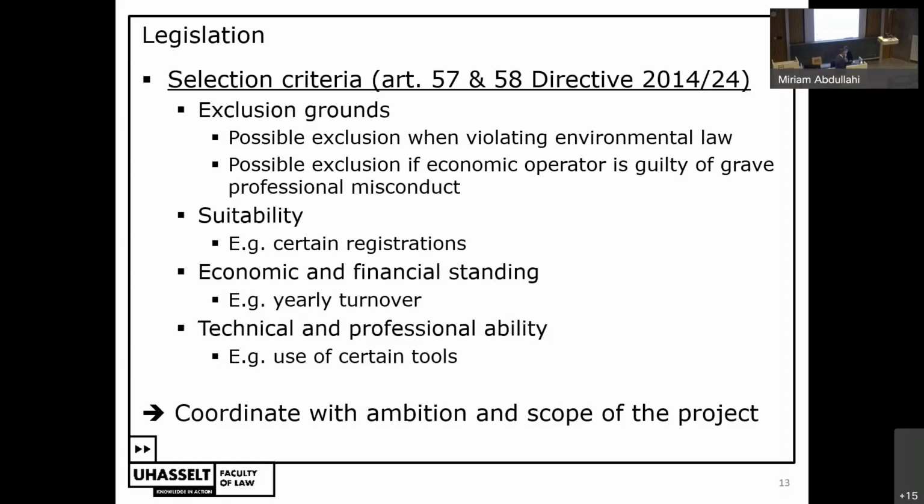Then the selection criteria, I think they're the least interesting, with the exception of the technical and professional ability, because it gives contracting authorities the opportunity to ask about references concerning circular economy practices or the use of certain tools, for example, life cycle costing. If you have any experience with it, you can ask for it. So that's something to consider, but of course it should be linked to the subject matter as well.